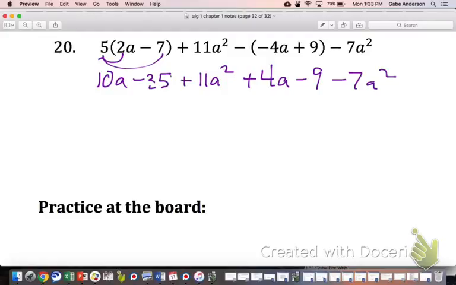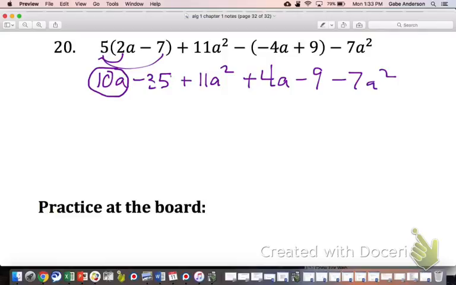When you end up with a longer string of terms, sometimes using color coding or shapes, you've probably seen the shapes thing, to help you identify your like terms is a good way to go. So here's what I'm going to do. I am going to start by circling. So I see 10a. I'm going to look through the rest of my expression and ask myself, are there any terms that are like 10a?